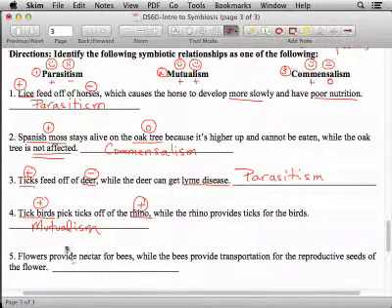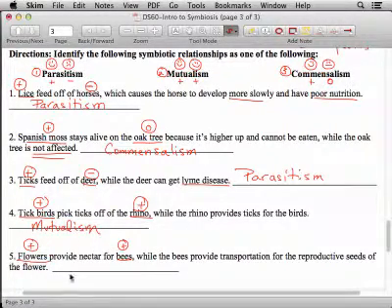For number 5, flowers provide nectar for bees. So bees are going to get food from flowers, so that's going to be a plus, while the bees provide transportation for the reproductive seeds of the flower. So the flower is actually going to increase its opportunity to reproduce because of the bees, so it's also going to benefit. And again, plus plus is an example of mutualism.